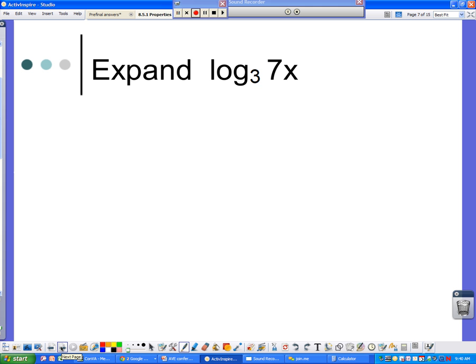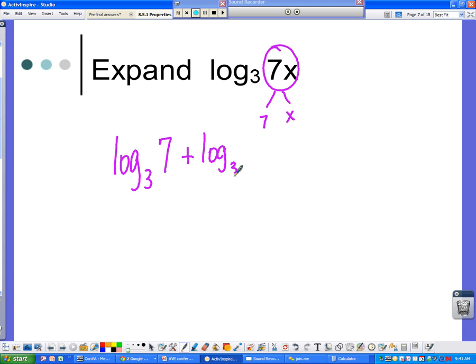We've already done some of these, but we want to expand. And what I mean by expand is I'm going to write it into several logs. Basically, what I would do is circle your number. So you have 7x. Well, 7x means 7 times whatever x is. So you're going to bust that up into 7 and x. Since it's a multiply, remember multiply means we're going to add the 2 logs. So it's just log base 3 of 7 plus log base 3 of x.